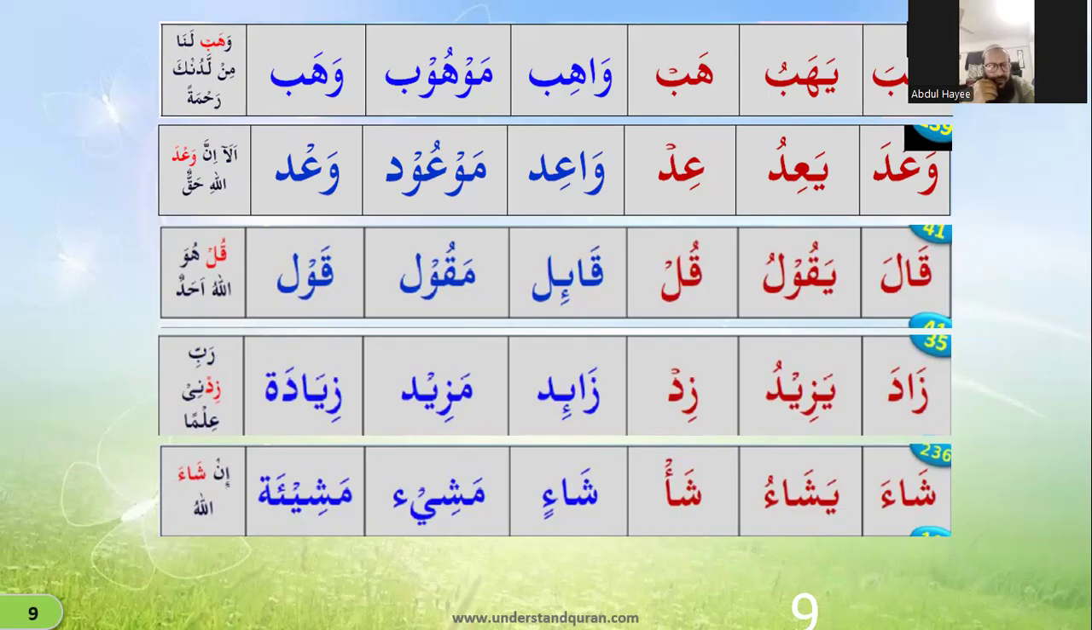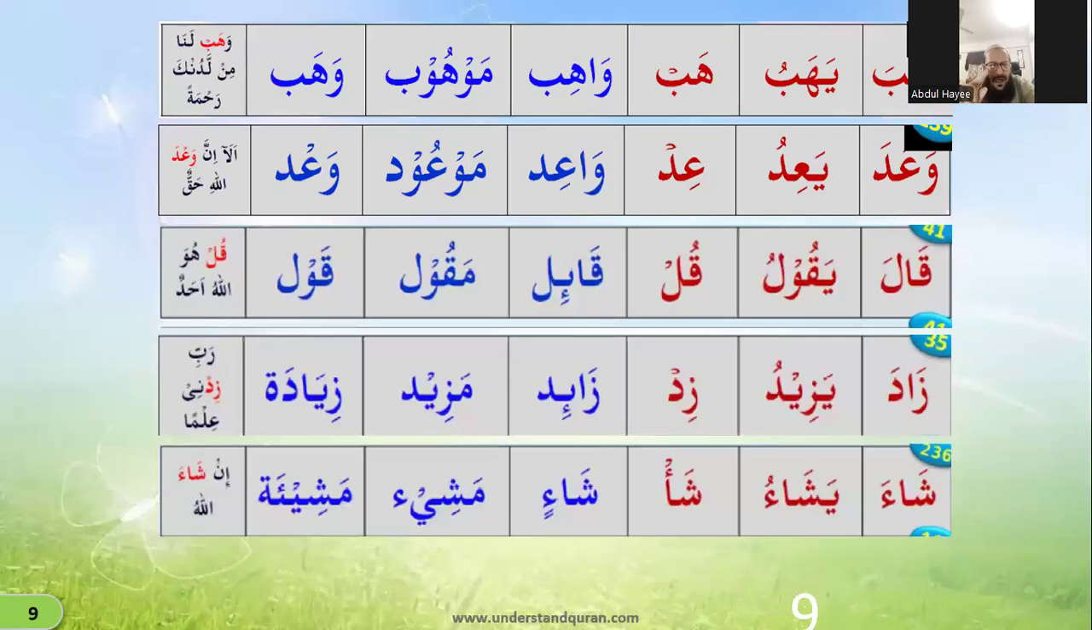If you say wahaba is the Mazi: wahaba, wahabu, wahabta, wahabtu, wahabna, wahabat. Mudare is yahabu, yahabu, yahabuna, tahabu, ahabu, tahabuna, nahabu, tahabu. Amr is hab, hab, habu, la tahab, la tahabu. Fa'il is wahib. Now the table is not known to us. Don't worry, I will tell you.